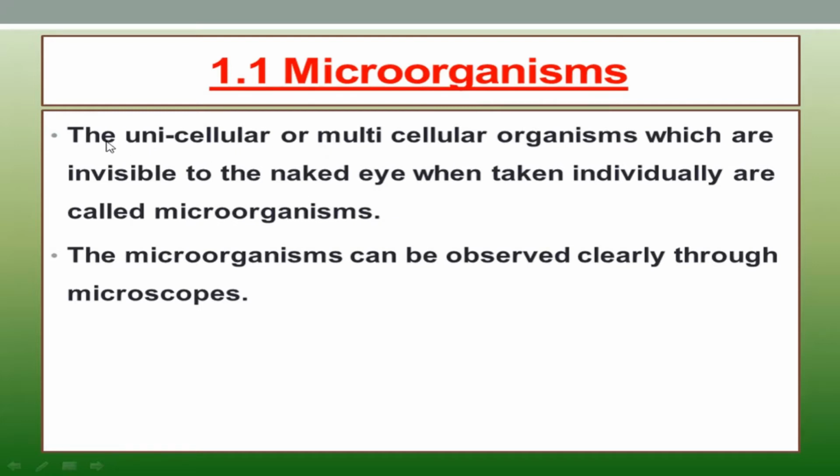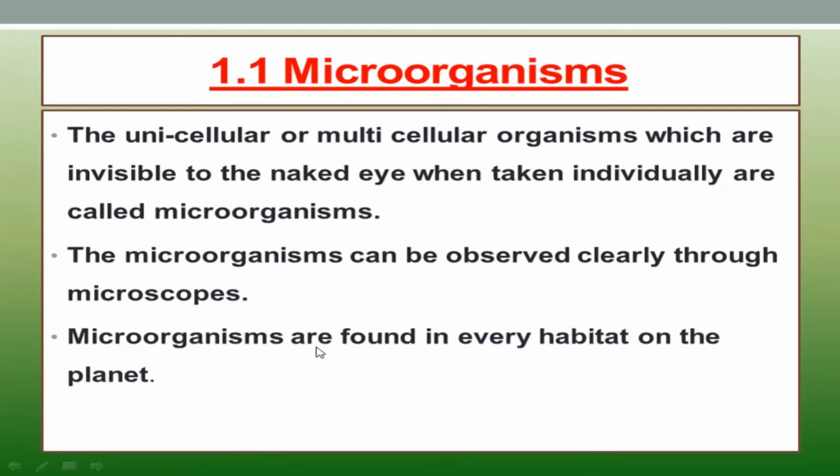Now we have learnt what is meant by microorganism, the unicellular or multicellular organisms which are invisible to the naked eye when taken individually, and that microorganisms can be observed clearly through a microscope. Right, then microorganisms are found in every habitat on the planet.